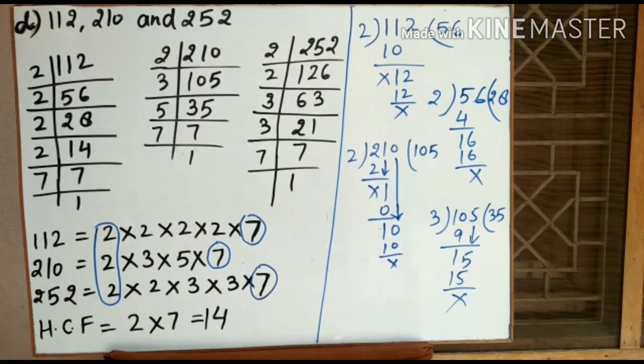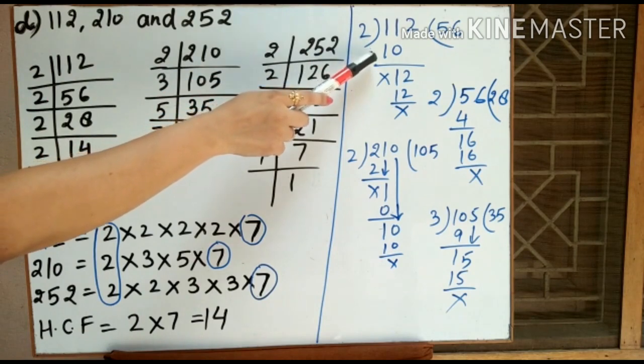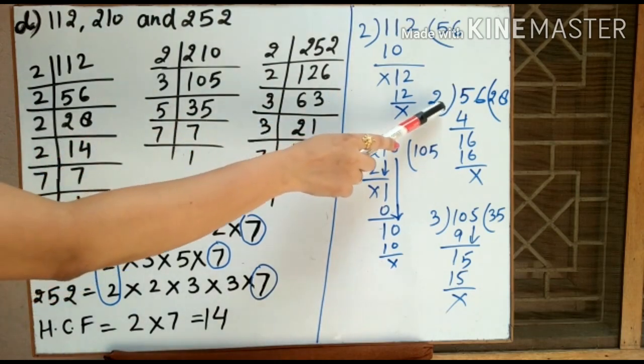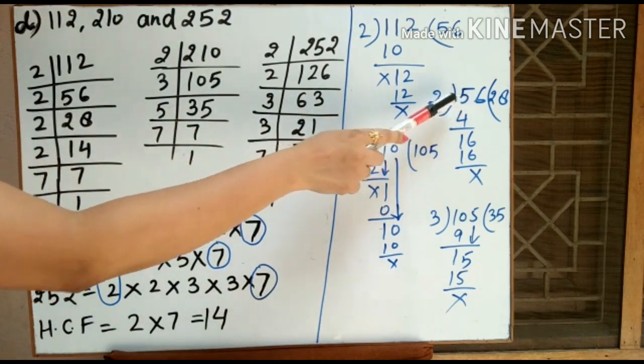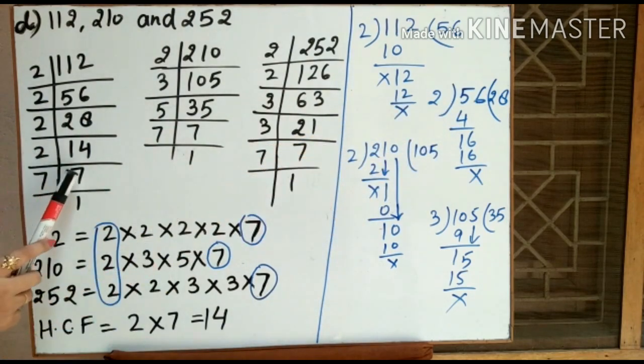Now D. Factors of 112. 2 5 ja 10 and 2 6 ja 12. How to find out? I have done rough work there. 2 2 ja 4 and 2 8 ja 16. How to divide 56 by 2? And 2 7 ja 14. 7 1 ja 7.